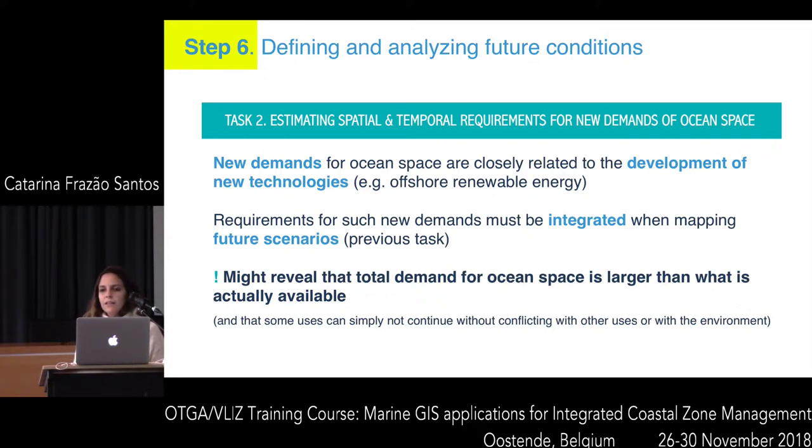I think that this was done for Belgium, in 2005, and it showed that the demand for space was like three times larger than the actual space that was available. So it's very important to have this information and to build on it, to have a clear and real view of what can happen and plan for it.